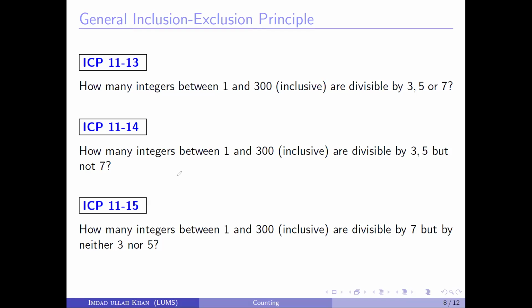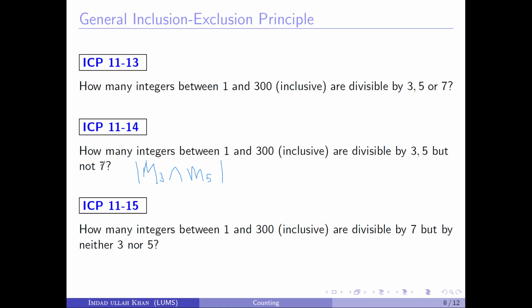If you had paused the video, you might have figured out the answer for ICP level 14. Essentially, we are interested in computing the cardinality of M3, and sorry for the poor handwriting over here, intersected with M5. This set will contain all those integers which are divisible by both 3 and 5.